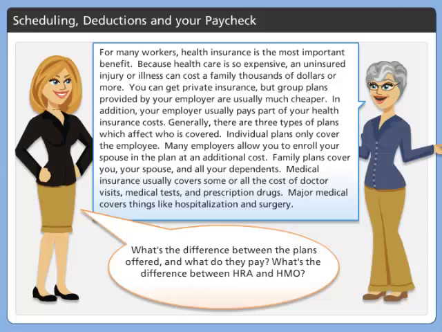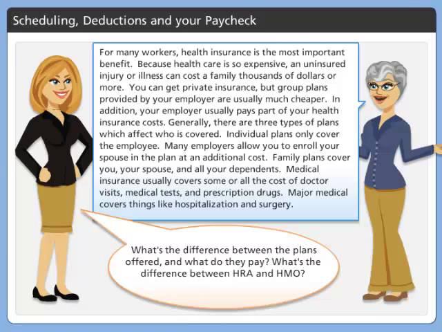Generally, there are 3 types of plans which affect who is covered. Individual plans only cover the employee. Many employers allow you to enroll your spouse in the plan at an additional cost. Family plans cover you, your spouse, and all your dependents. Medical insurance usually covers some or all the cost of doctor visits, medical tests, and prescription drugs. Major medical covers things like hospitalization and surgery.